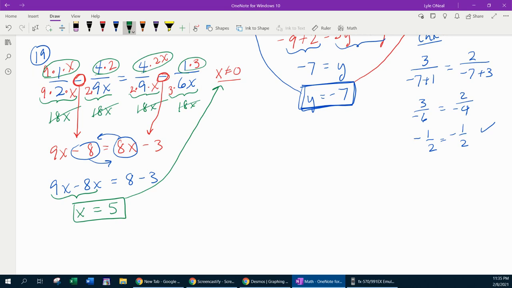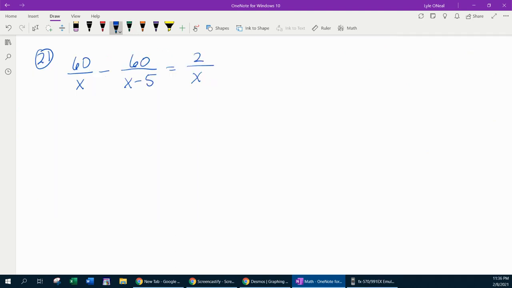And again, if I wanted to check and make sure it's absolutely correct, I would need to plug it back in and check it. And I'm not going to do that this time. I will leave that for you as an exercise if you want to go back and check it. Remember, to check this, you would have to plug it back into the original equation for every x and check for equality. Next, number 21.